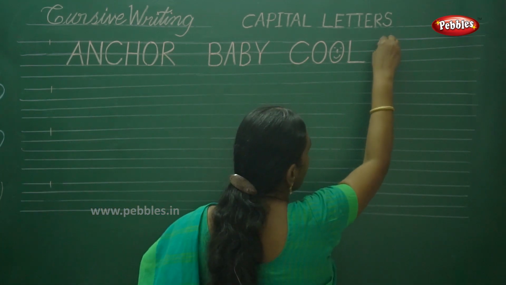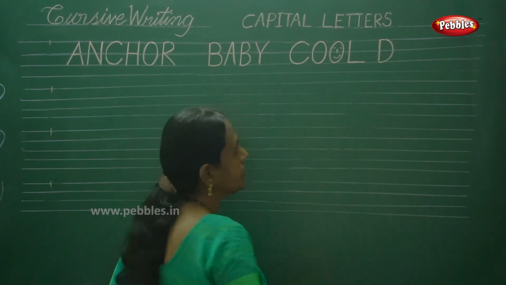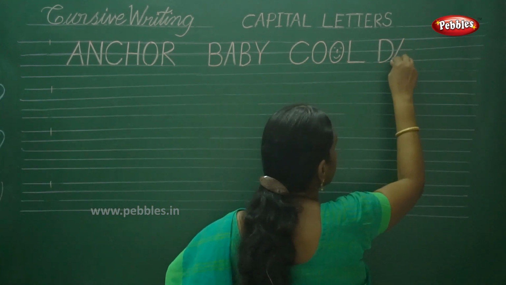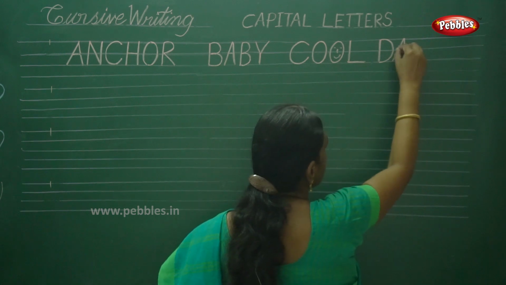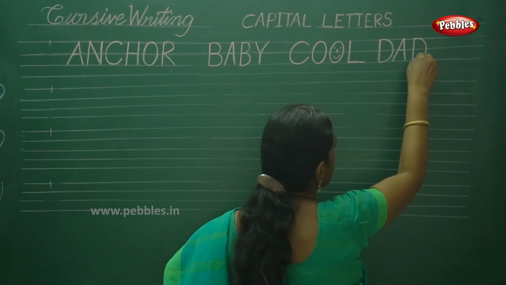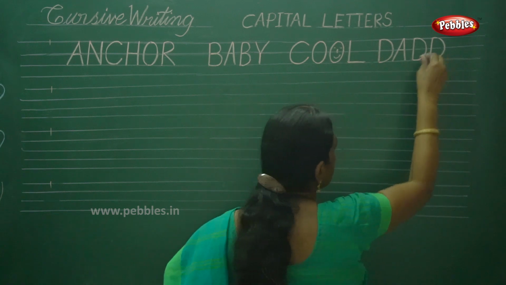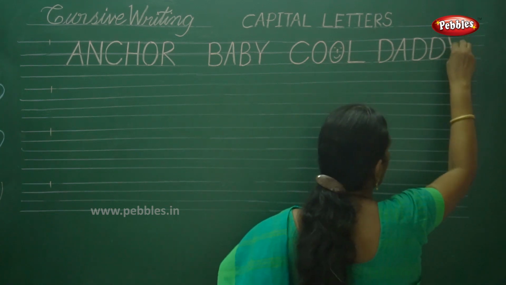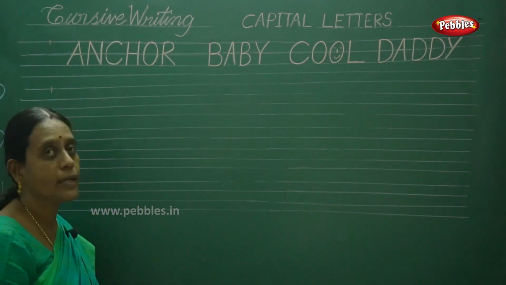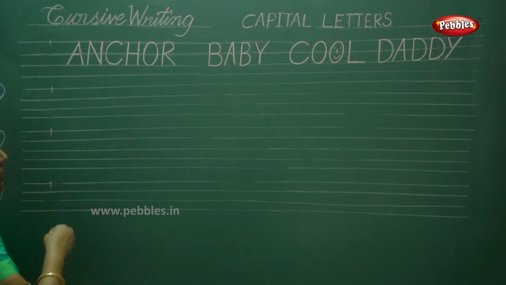Next, daddy. That is D, a straight line and right curve. Next one is A, and again D, and one more D, and the last one is Y. D-A-D-D-Y. Okay, then next one is E.